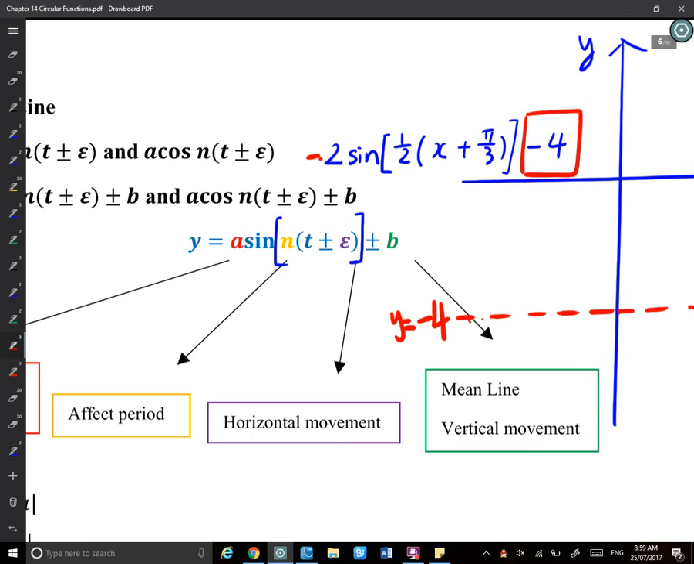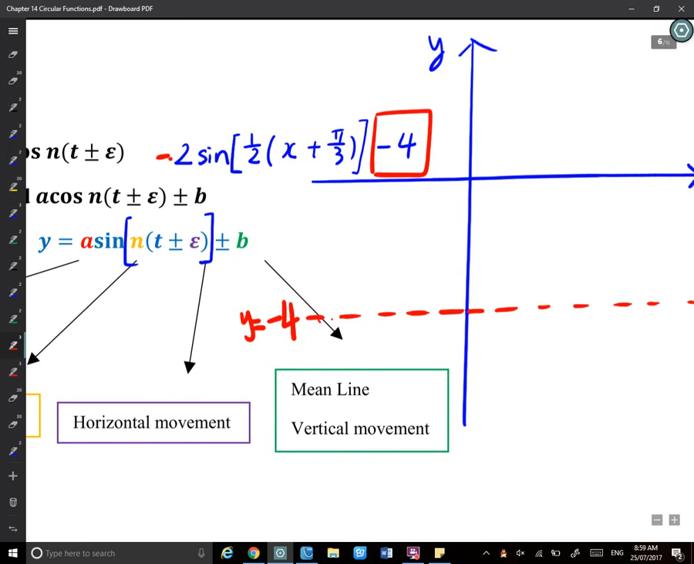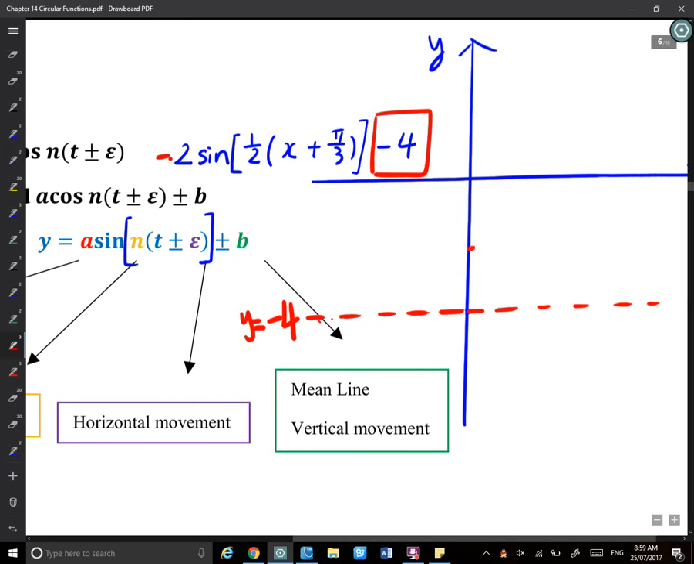So the maximum value for this graph is -2. Okay, the maximum value for this graph is -2.